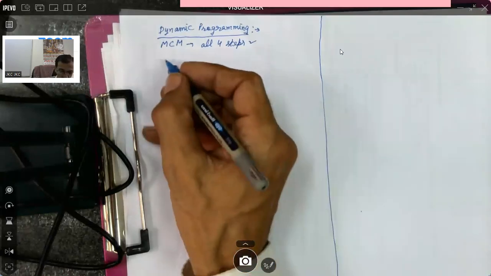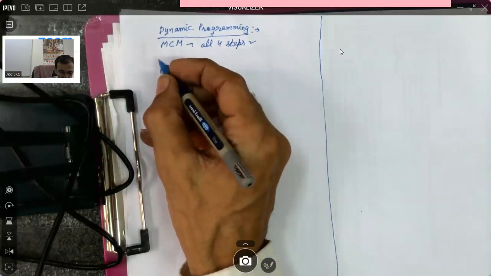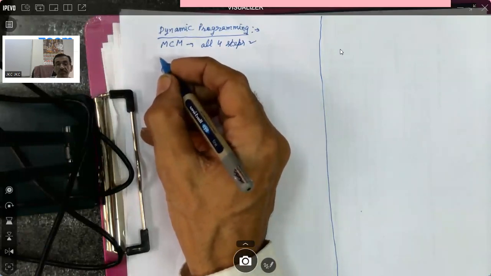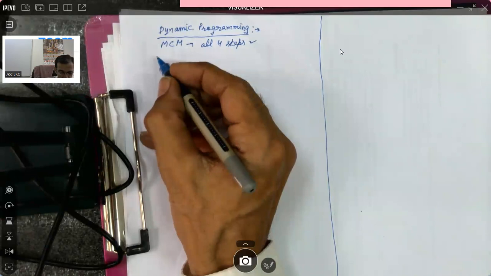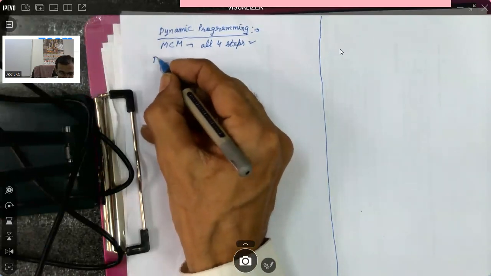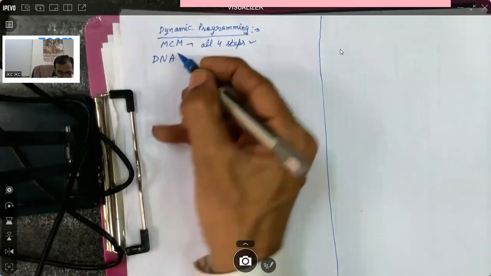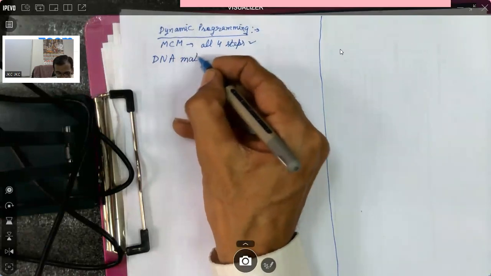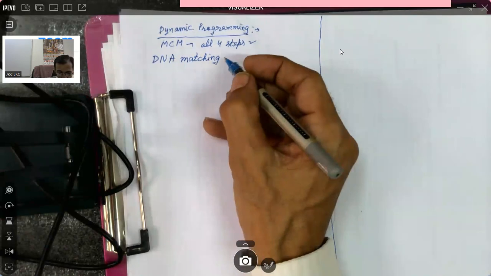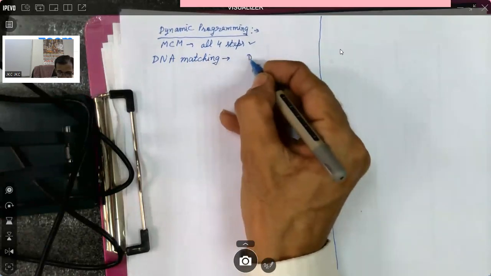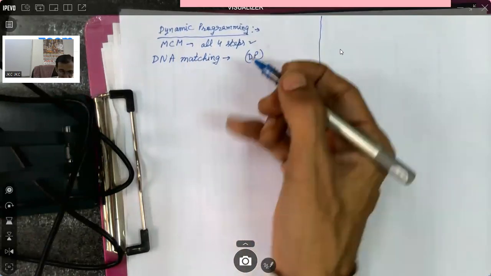So after going through the MCM problem, I think it's time that we revise the concepts and use them for some more problem solving so that you get more confident and learn more. Today we are going to see something related to DNA matching. Don't be surprised why we are talking about DNA matching, why we are going towards biology. Of course, DP will come into the picture at a later stage.